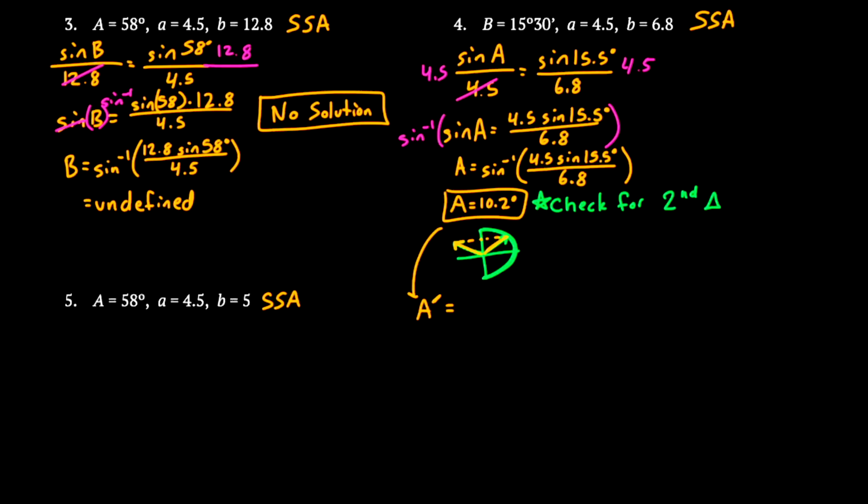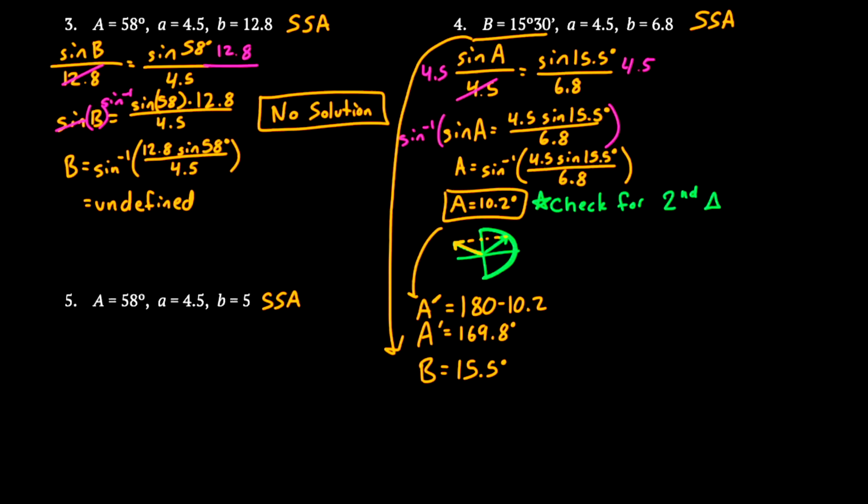So in order to get that, we're looking for this angle here. I'm just going to take this size angle, so the 10.2 that the calculator gave us, and subtract it from 180. So 180 minus the calculator's answer, and that would give us 169.8 degrees. And I'm still at the point where I'm checking for the second triangle. I don't know if it exists yet. If it does exist, that means that I would have this angle A prime in this triangle, and I would also have the angle B that they gave us in the beginning.